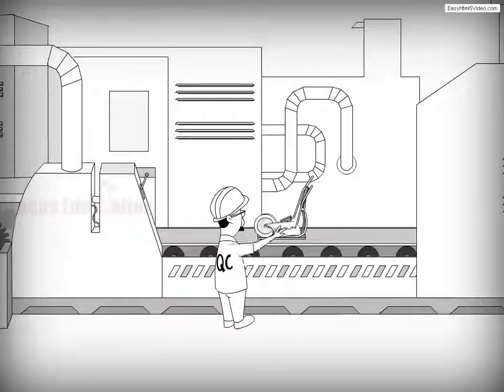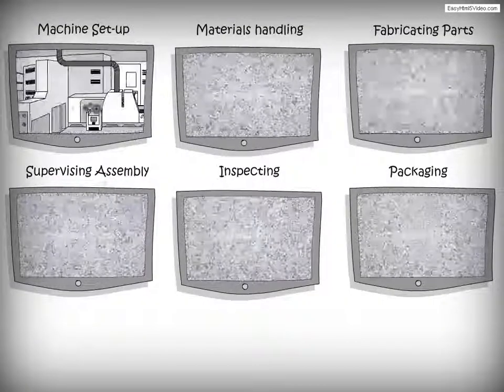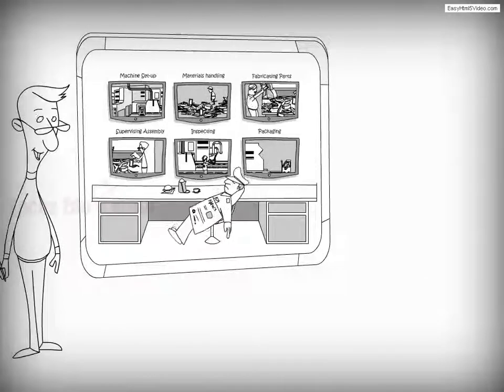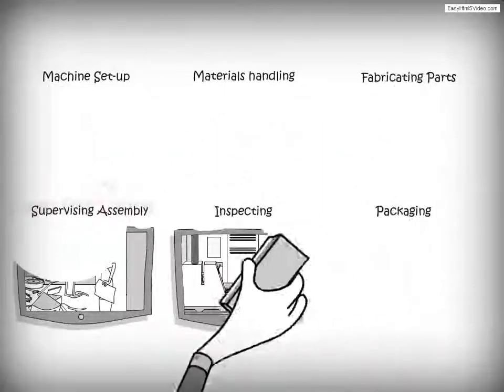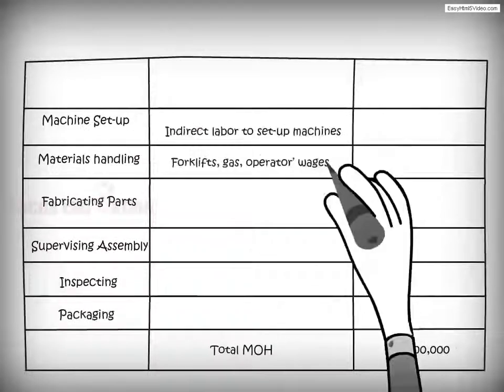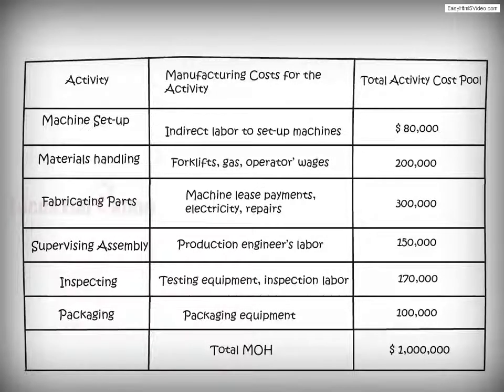At this stage, the units are inspected. Upon passing inspection, each unit is packaged and is moved to the finished goods warehouse, where they await shipment to customers. With the activities established, the total manufacturing overhead costs of each activity, known as activity cost pools, must be estimated. Keeping in mind that all the costs in activity cost pools are manufacturing overhead costs, MOH, or indirect costs. They don't include direct labor and direct material costs.